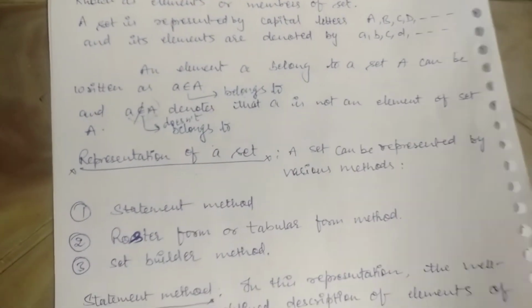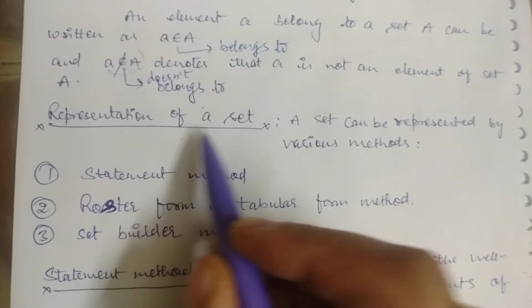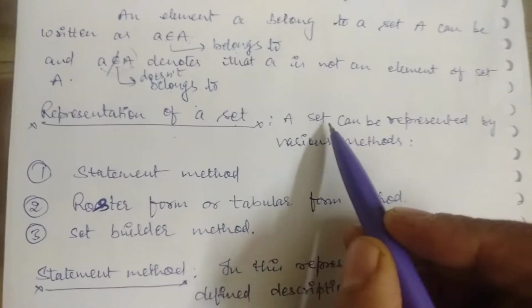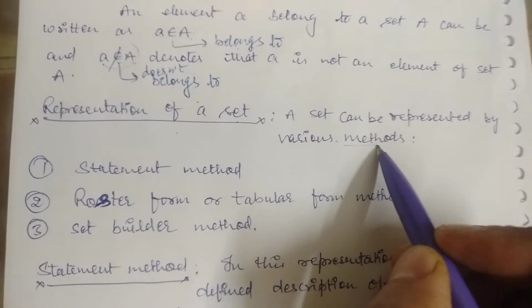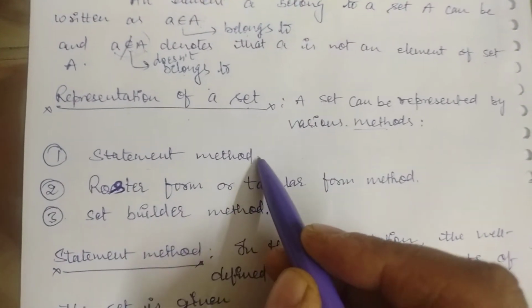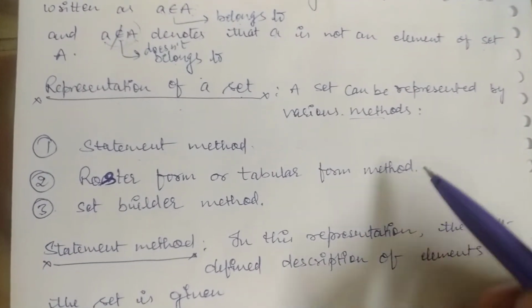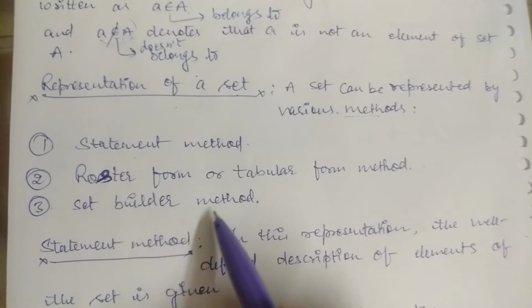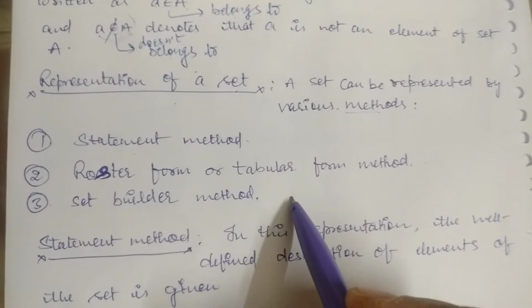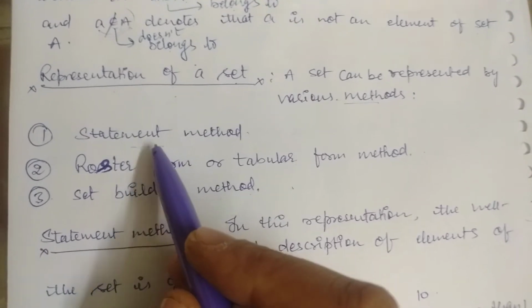Now we are moving towards the representation of the set. How can we represent a set? A set can be represented by various methods. There are especially 3 methods. The first one is the statement method. The second one is the roster method or the tabular method, and the third one is the set builder method.